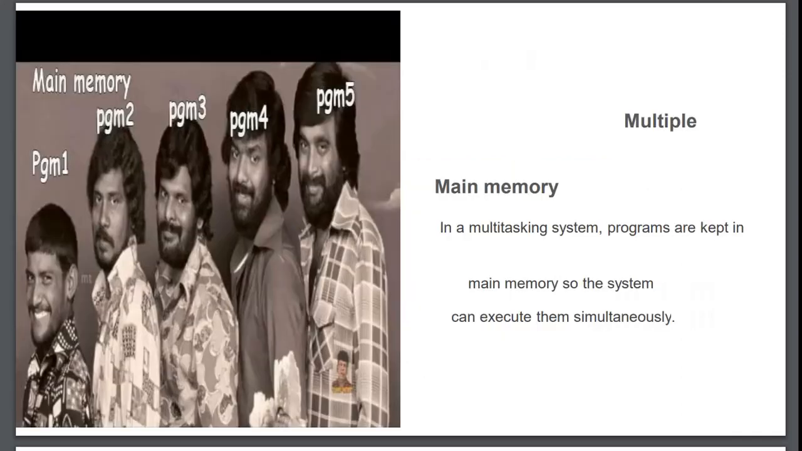And this is how multiple programs are kept in main memory. In any multitasking system, all the programs will be kept in the main memory, and each program has its own features. It may vary in size, its characteristics are different, but everything is kept in the main memory, and they are accessed from the main memory for further operations.